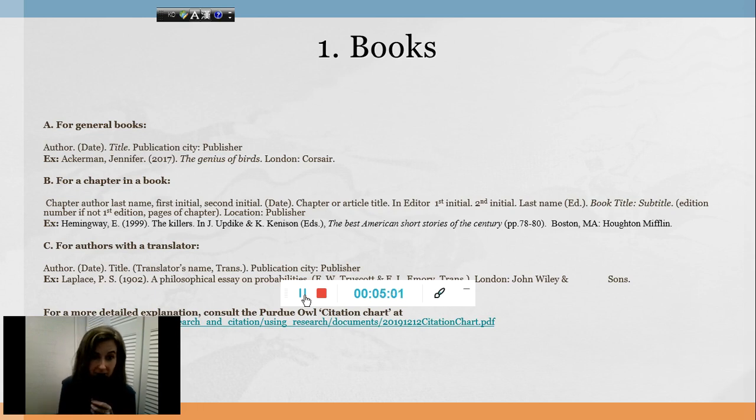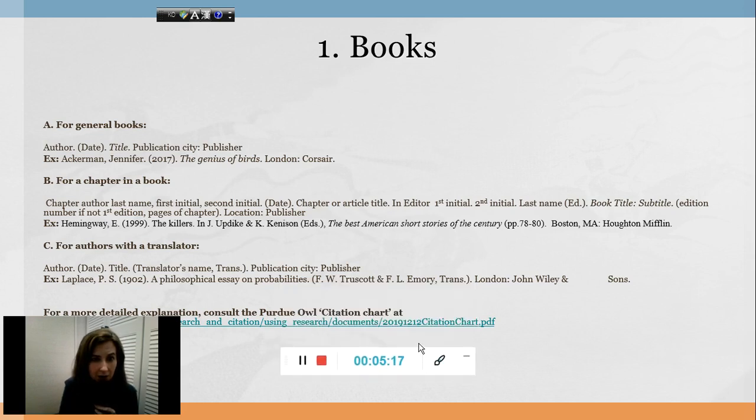And then we have the area where it could be found. The page numbers were 78 through 80. And the city was Boston. Okay, publisher. All right. Now this might be useful for you. This has a translator, so if you have a text that was translated from another language, you would also include the translator's name. So we have the author again, date, title, translator's name, and then you put trans after that. And again, publication city and the publisher.